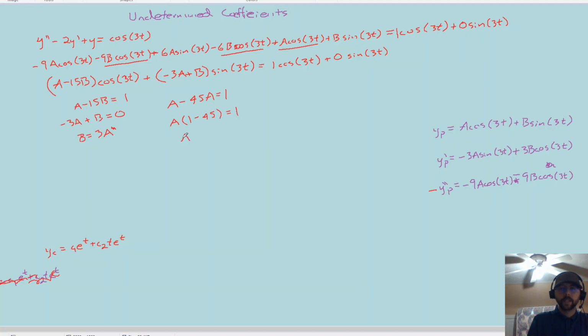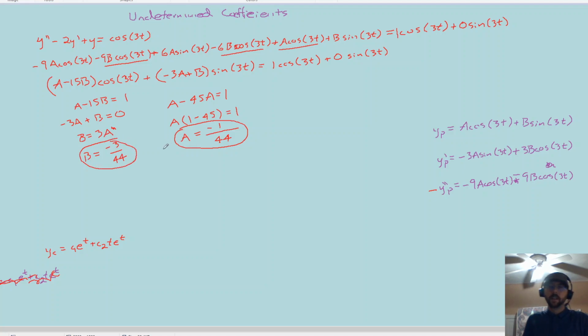And we're going to get a. I'm going to divide by this, so 1 divided by the subtraction, and I'm going to move the negative sign to the top because it looks better. Negative 1 over 44. So that's what we got for a. Now we know that b equals 3a, so b is going to equal negative 3 over 44, assuming I haven't made any calculation errors in all of this.